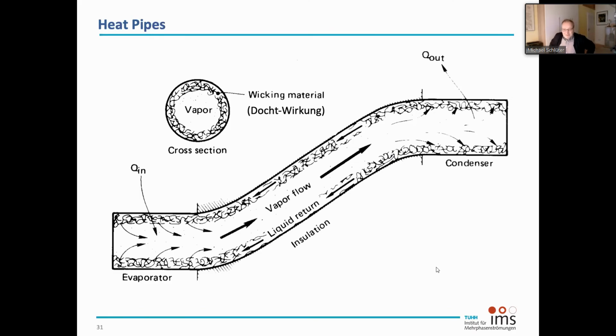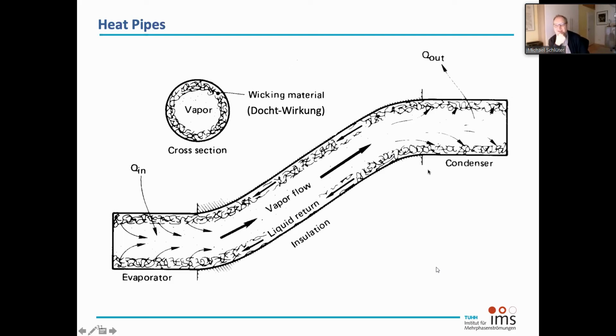So in the last 5 minutes, I would like to show you a nice idea that is used for very efficient heat transfer by making use of condensation and evaporation. And this is a so-called heat pipe. And how does it work? A heat pipe is using evaporation and condensation in a very small space.